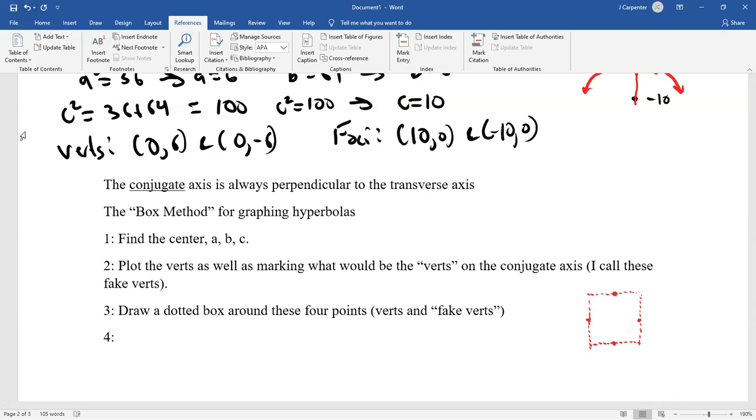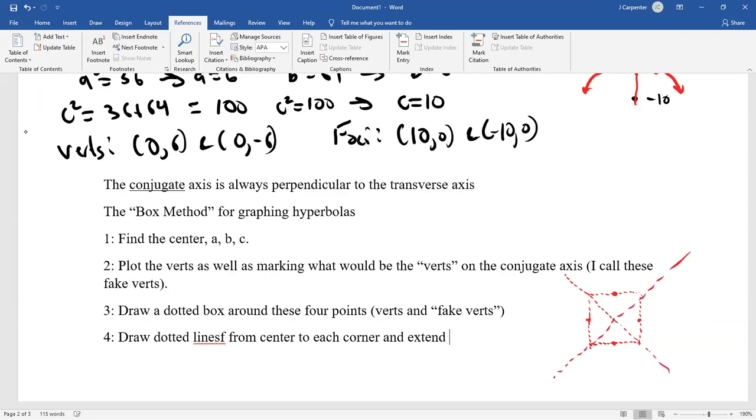Then step 4, you're going to draw dotted lines from the center to each corner and extend. So your center's here. You're going to draw dotted lines from corner to corner, cutting through the center, and extend. That's what I'm talking about. So you're going to draw a box using your vertices. Then, using the corners of that box, you're going to draw dotted lines through them and way past the corners. Not just inside the box, you have to do it outside.